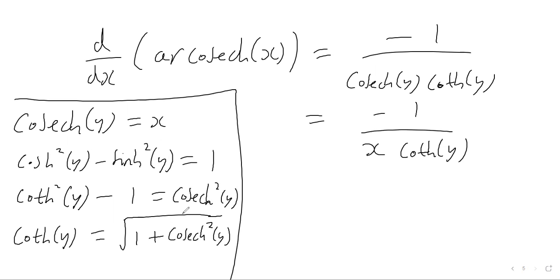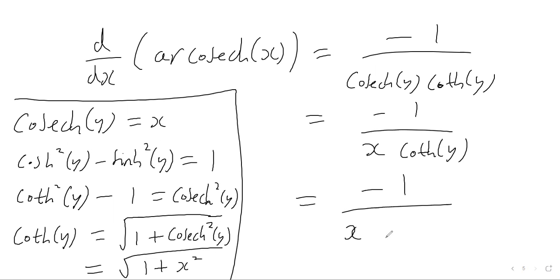So cosech squared is going to be x squared. So that equals 1 plus x squared. So we can just plug that in there. So we get -1 over x times the square root of 1 plus x squared. So, okay, we get this answer there.